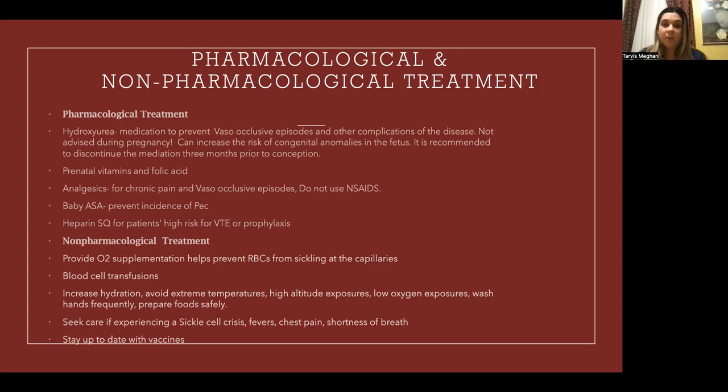You want to give pain control to prevent that vaso-occlusive event from getting severe. Just recommend not to take NSAIDs. You want to consider baby aspirin to prevent the incidence of preeclampsia. You want to also think about heparin for patients that are high risk for thromboembolism, or give it prophylactically.